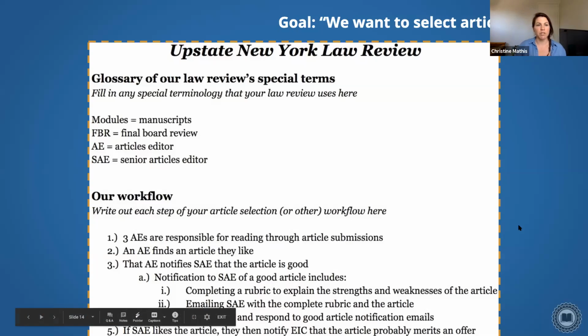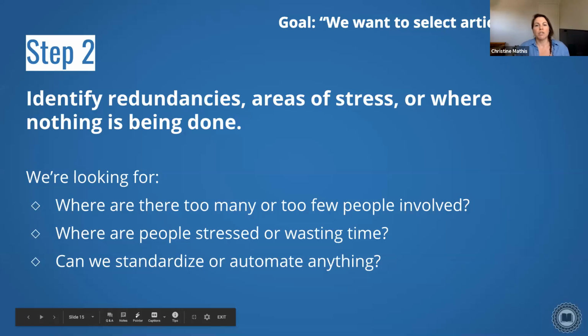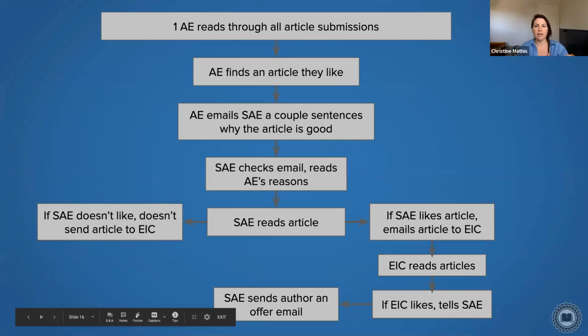And what we're looking for in step 2, remember, is what we can do better. So are there too many people involved, too few people involved? Where are you wasting your time? Where can we standardize or automate? These are all really legitimate things to look for. So if we can look at the workflow in a different way, we've kind of created a chart that you can use to visualize the different steps in the workflow. So at the very top, you have the article editor reading all new submissions, kind of a cursory review, and then it goes through these various steps.